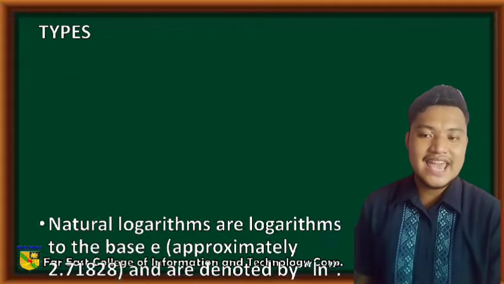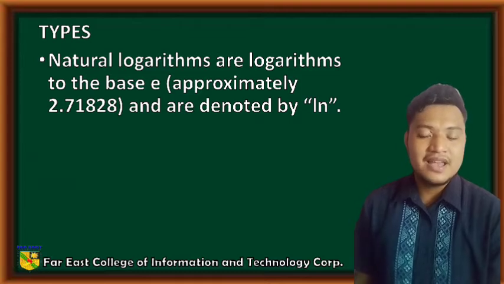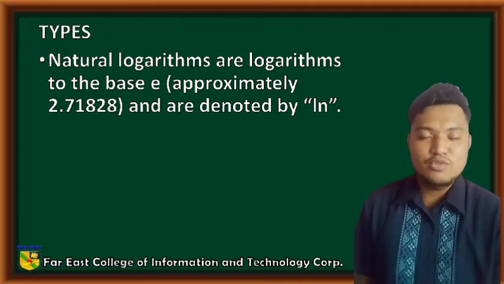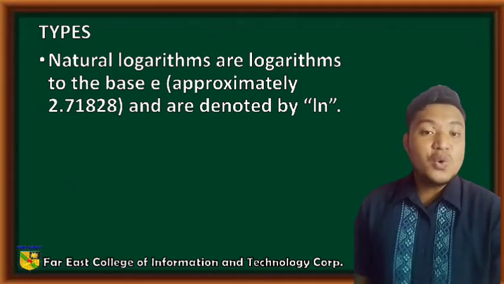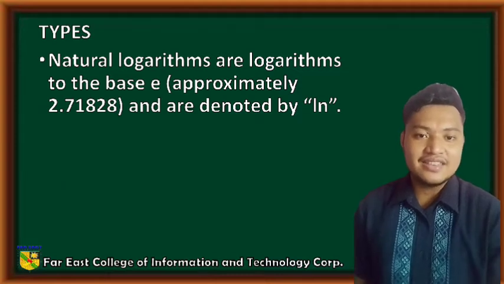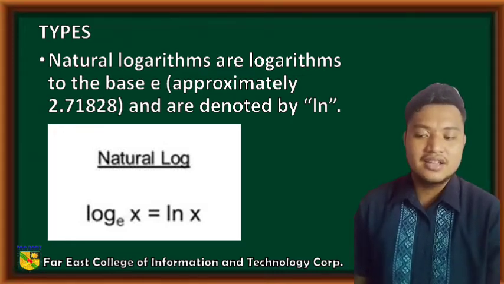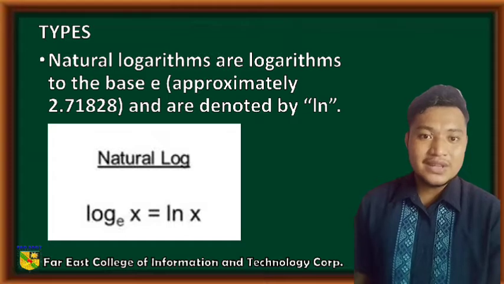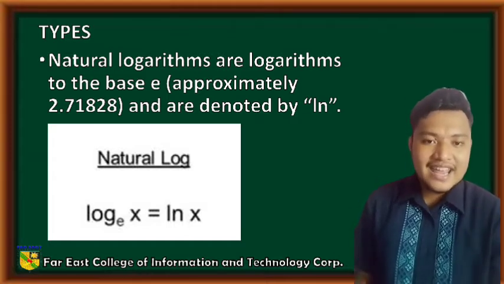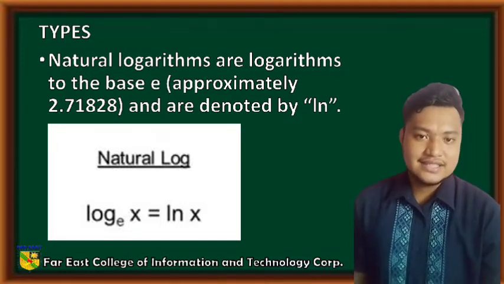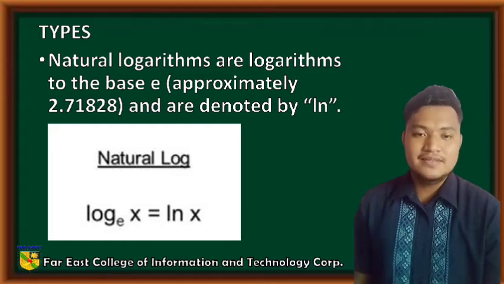Next type is the natural logarithm. Our logarithms to the base e, approximately 2.71828, are denoted by ln. So this is the natural logarithm or the natural log. Log base e of x, where e is equal to 2.71828, is equal to ln x. If you see this equation, ito ay natural logarithm.